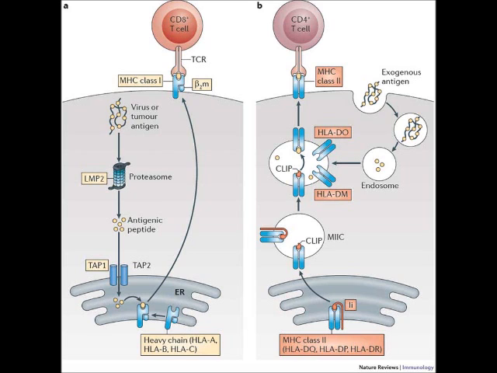So MHC class 1 is stimulated by the presence of foreign or overabundant antigens and targets cells for destruction. Whereas with the MHC class 2 molecules, the presence of foreign antigens induces antibody production and attracts immune cells to the area of infection.